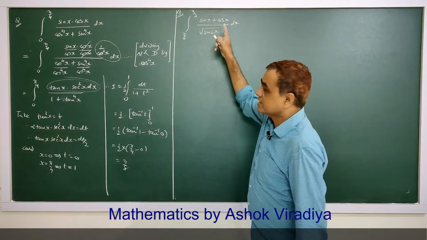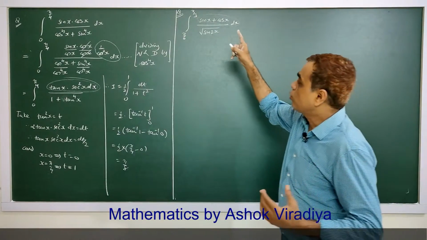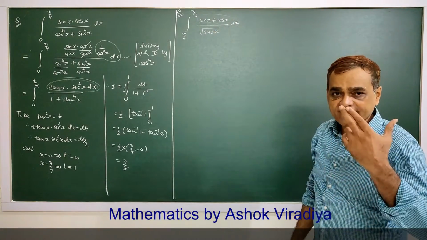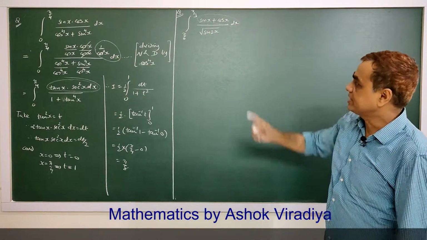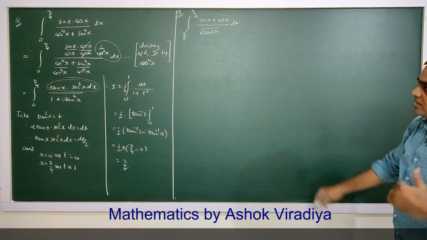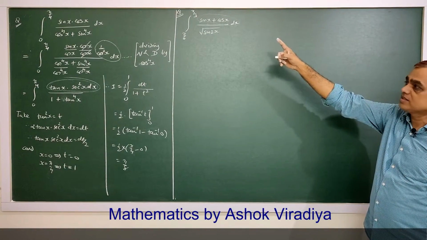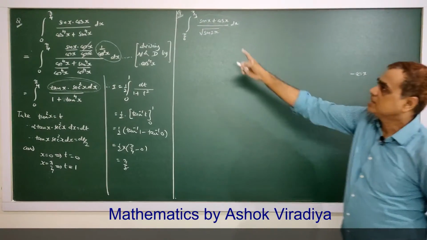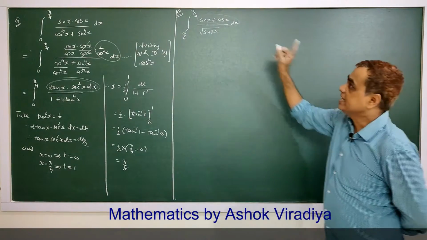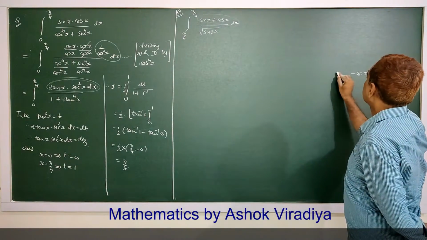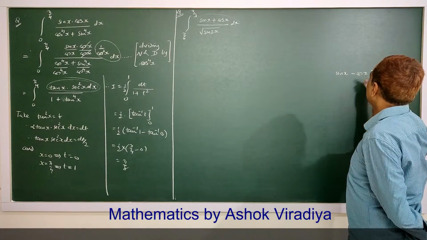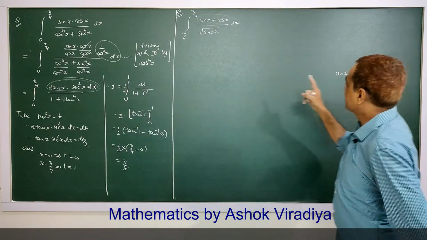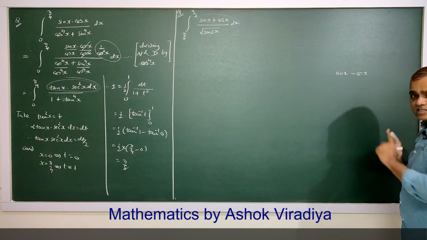Think about the antiderivative of sin x plus cos x. See, antiderivative means integral. The integral of sin x is minus cos x. The integral of cos x is sin x. Positive I am putting first, negative second. So the antiderivative of sin x plus cos x is minus cos x plus sin x.